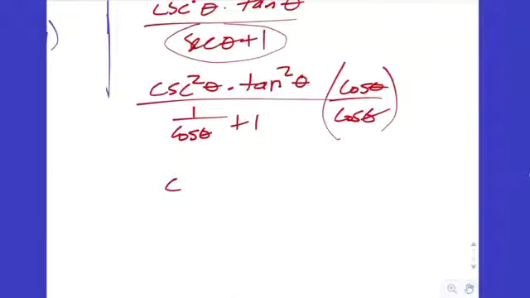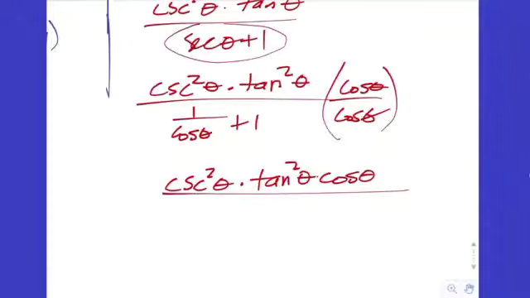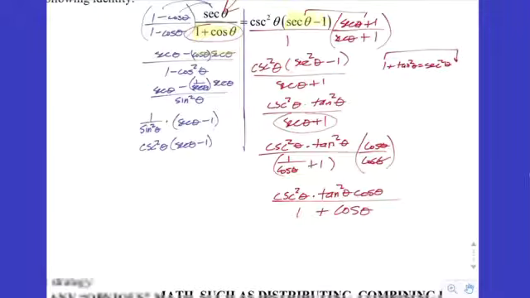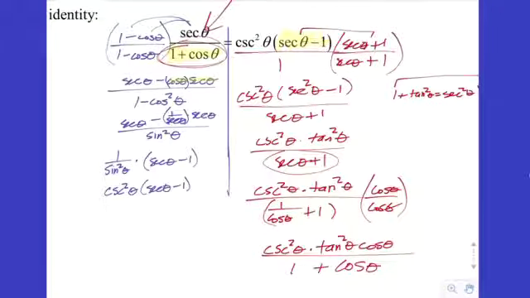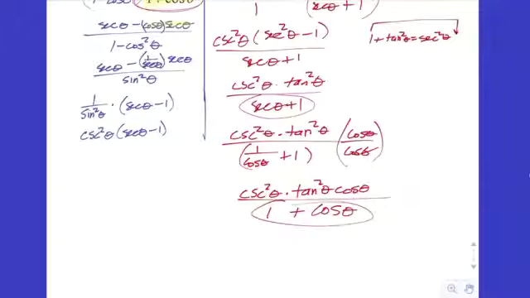Now in the top, you've got another factor in the numerator. And in the bottom, when you distribute, you get cosine times 1 over cosine, which is 1, plus cosine times 1, which is cosine. So what does that mean? That means now we have our denominator, 1 plus cosine.